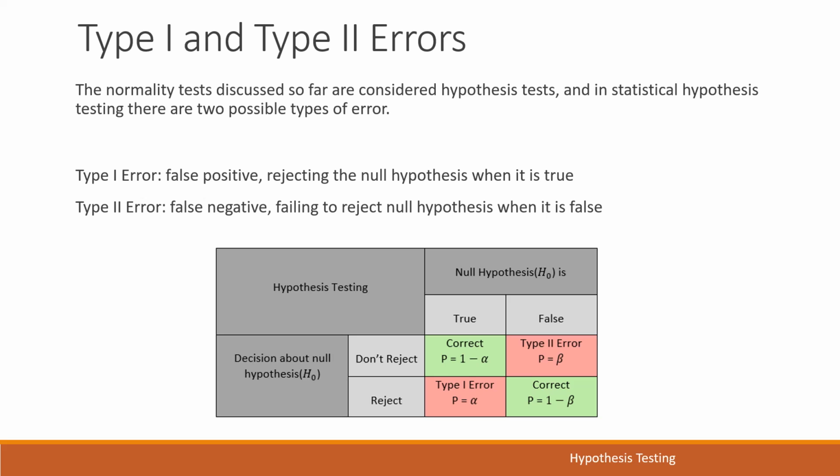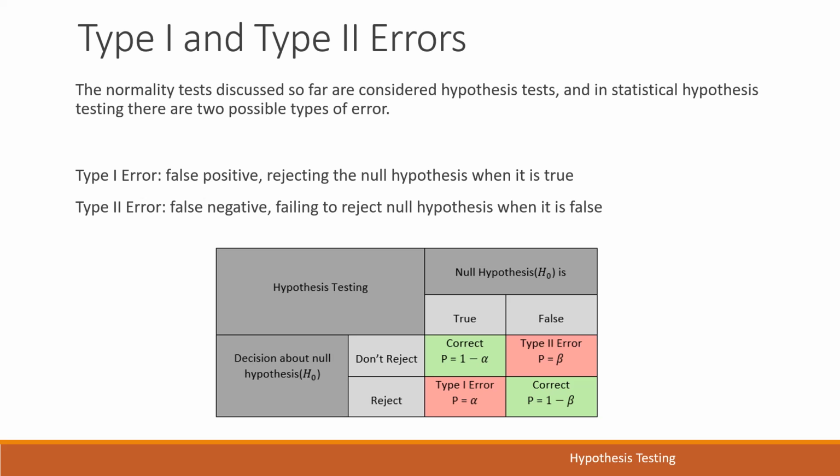So if the null hypothesis is true and we choose to not reject it, so we say, yep, it's true, that is the correct answer. The null hypothesis is true, we failed to reject it. The probability of that is 1 minus alpha. That's the definition of your significance level, right? It's the probability of rejecting your null hypothesis, which if you go down for the type 1 error, like I said, is the false positive.